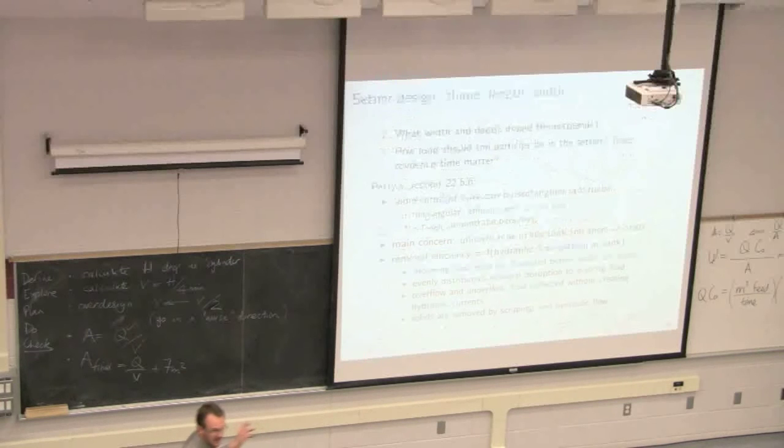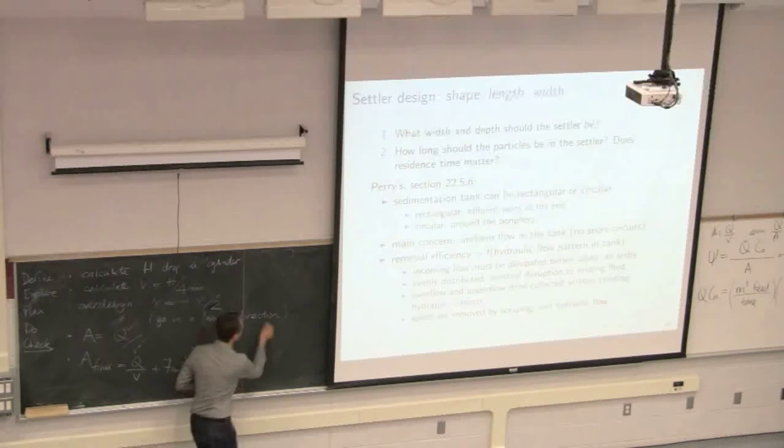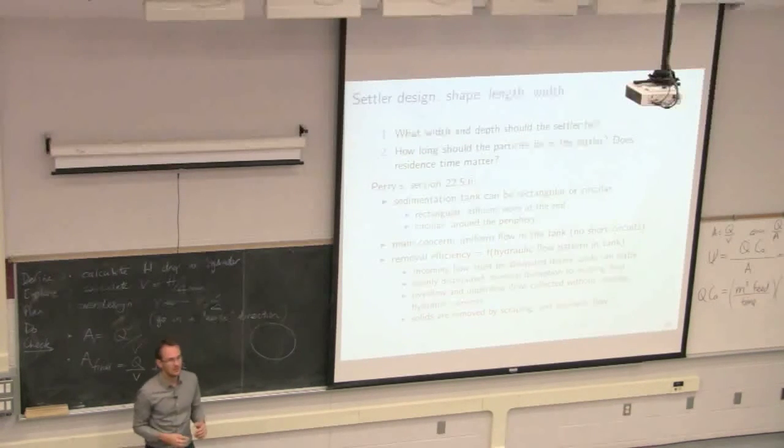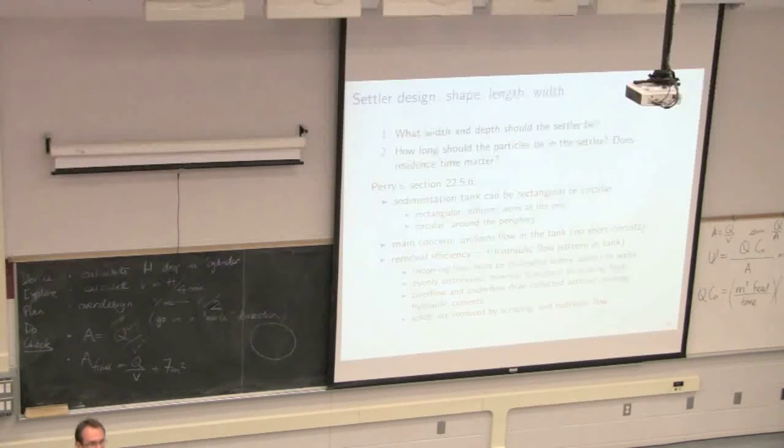So in fact, that's what the next section is about. If you go to Perry's, Perry's tells you that these devices can either be rectangular or circular. Okay, wait, this is new. We've only been assuming circles. But why can we not settle in a triangular or a square or a rectangular vessel?